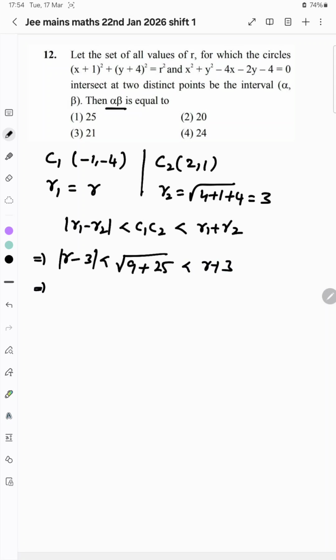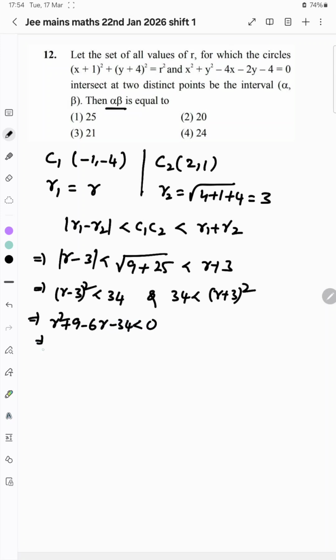Now we can take it in separate parts and then simplify. We can square both sides because both are positive quantities. So (r - 3) whole square must be less than 34, and 34 must be less than (r + 3) whole square. By simplifying this we will get the values of r. Now we can expand (a - b) whole square: a square plus b square minus 6r minus 34 is less than 0. So r square minus 6r minus 25 is less than 0.